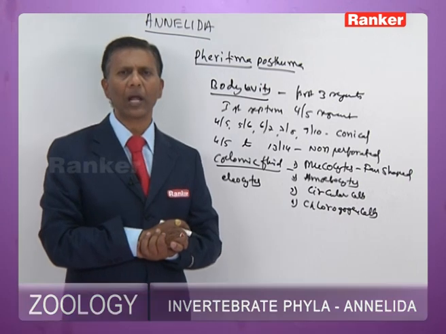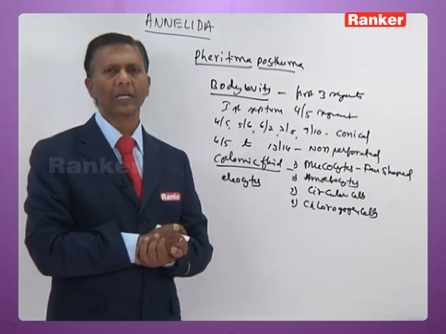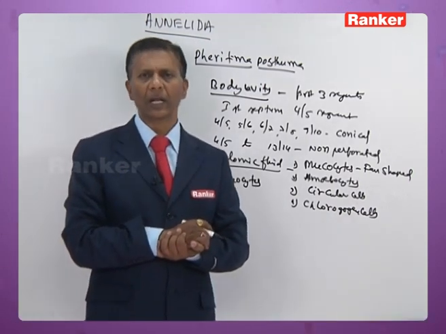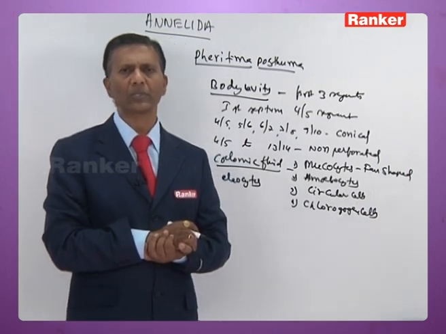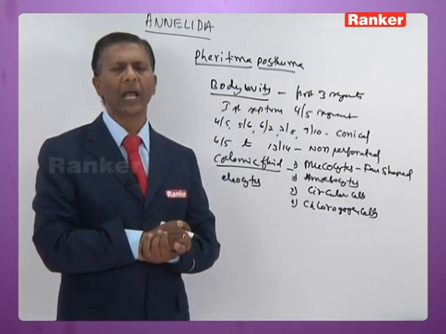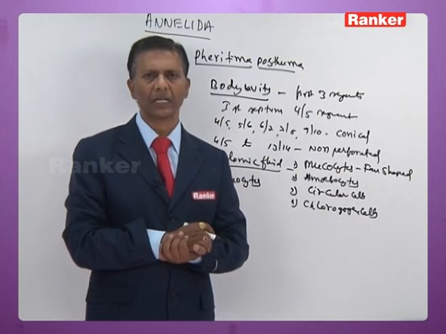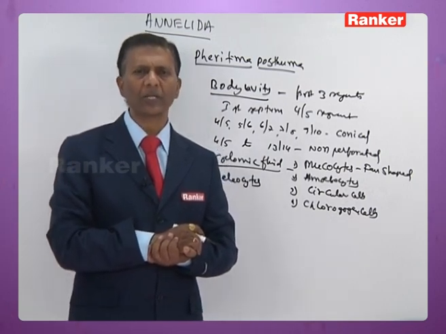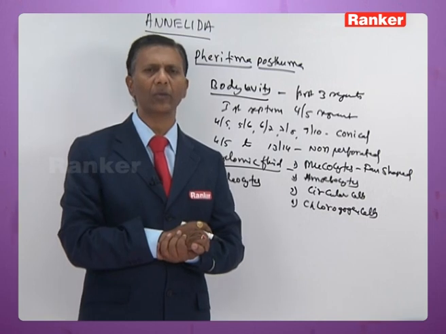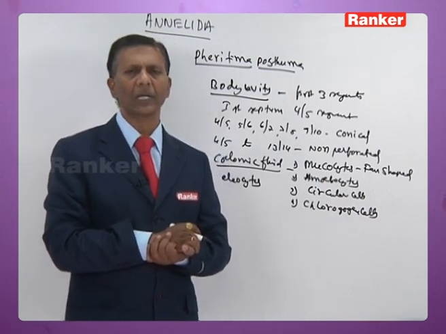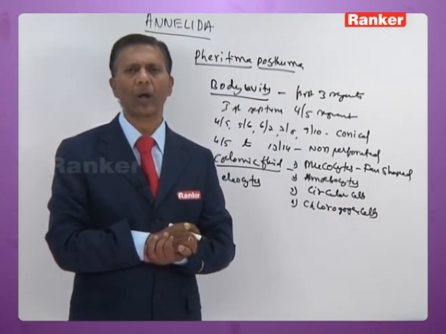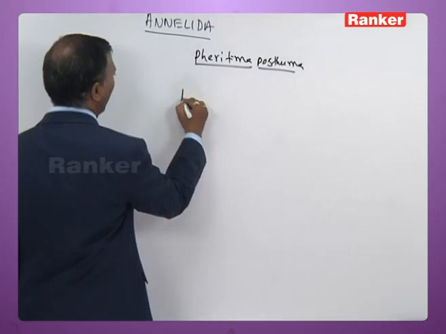Chloragogen cells are also called yellow cells because the nitrogenous waste deposited in them is yellowish in color. The nitrogenous waste is deposited in the form of yellowish granules called chloragosomes. That's why the chloragogen cells are also called yellow cells.